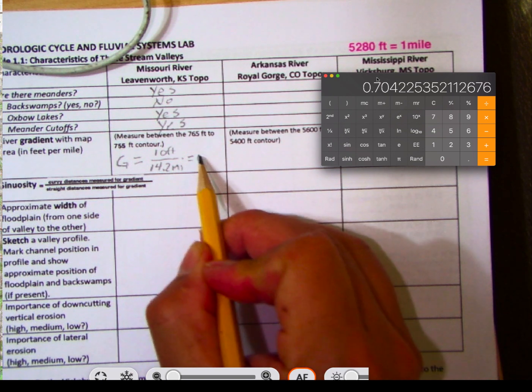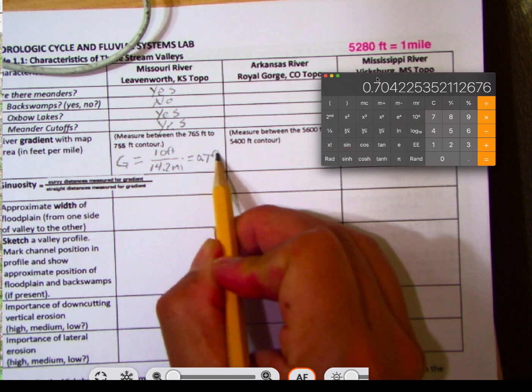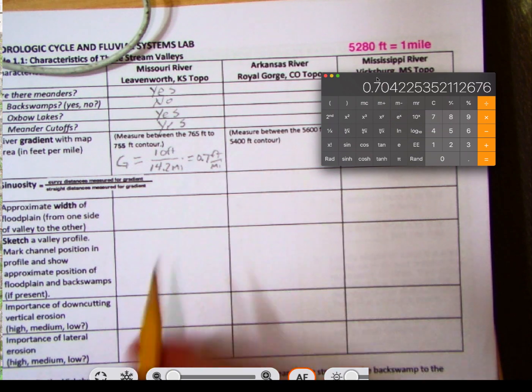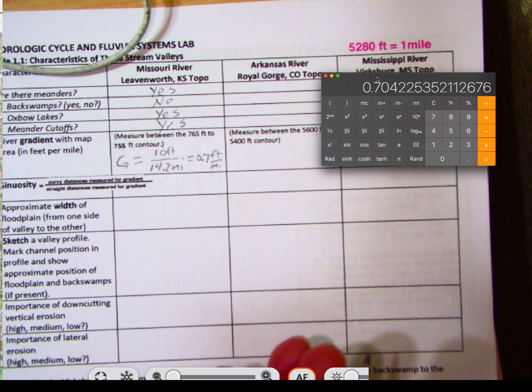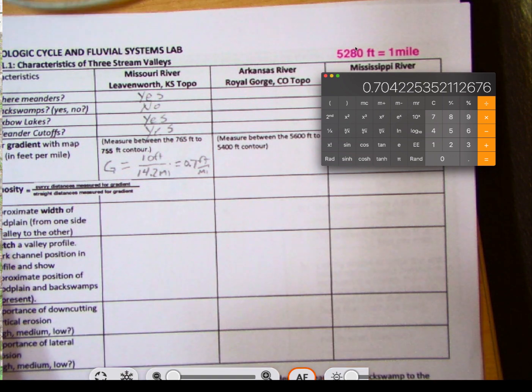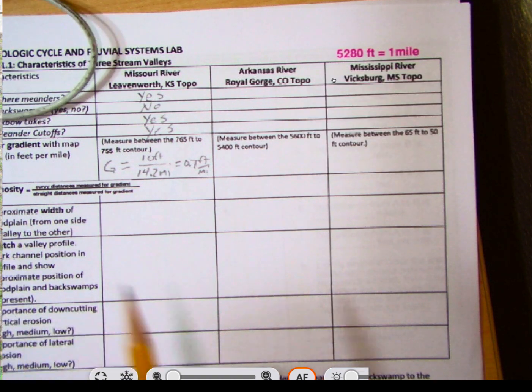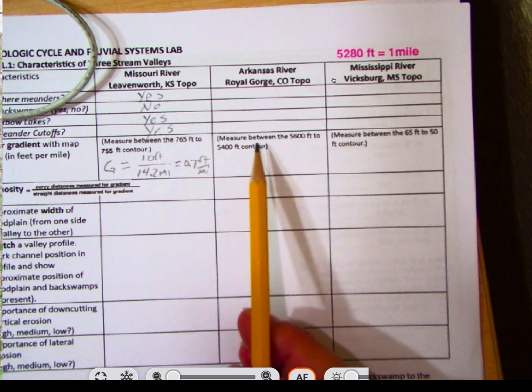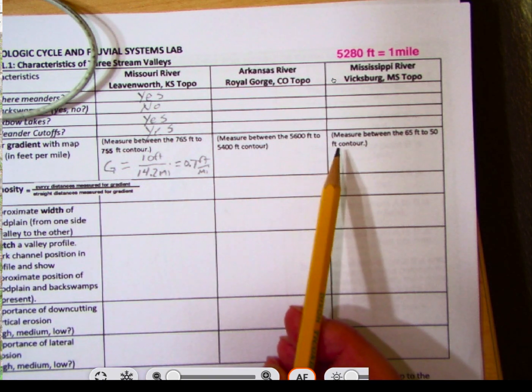So 0.7 feet per mile. That's your answer, 0.7 feet per mile. And that's what you want to do. You want to do the same thing for the Arkansas River and eventually as well the Mississippi River, to do that same sort of distance. And I give you the distances. You'll see on the maps where those locations are.